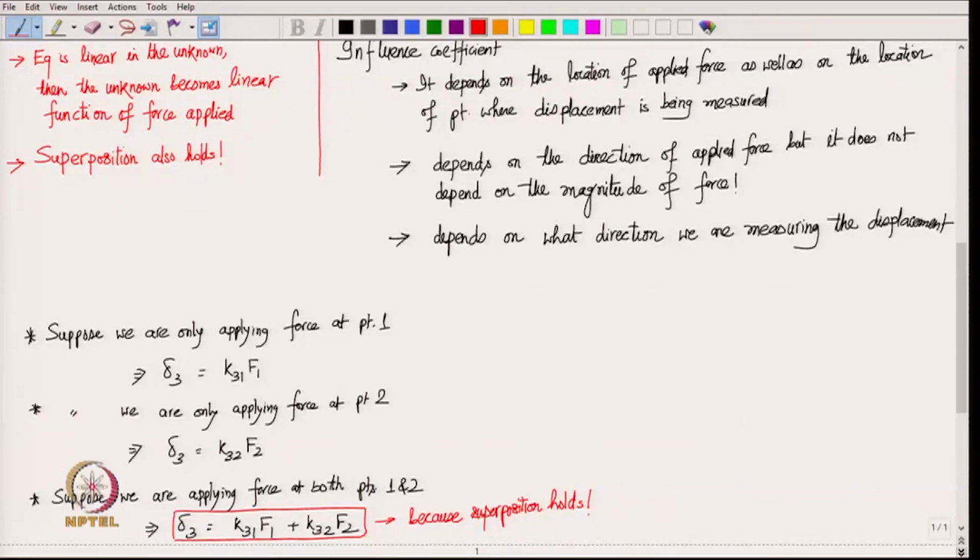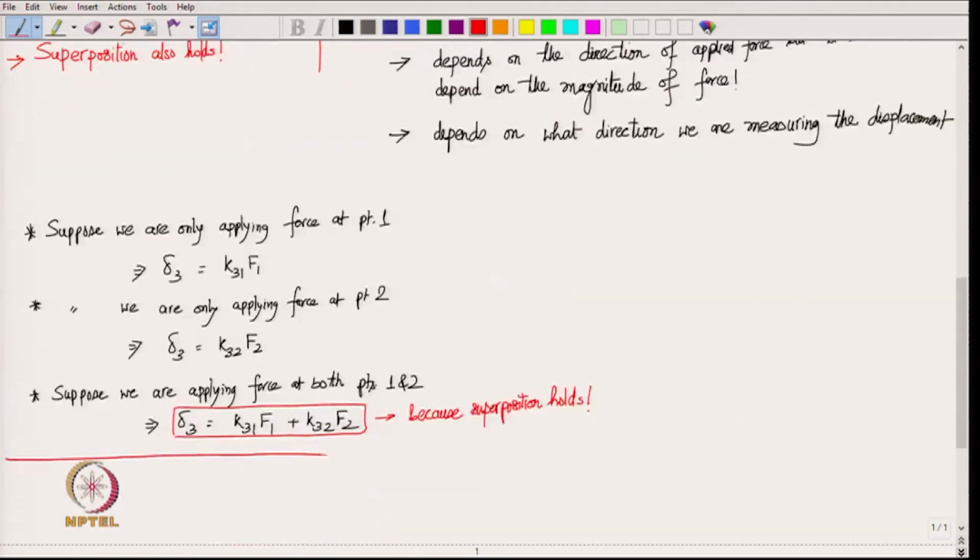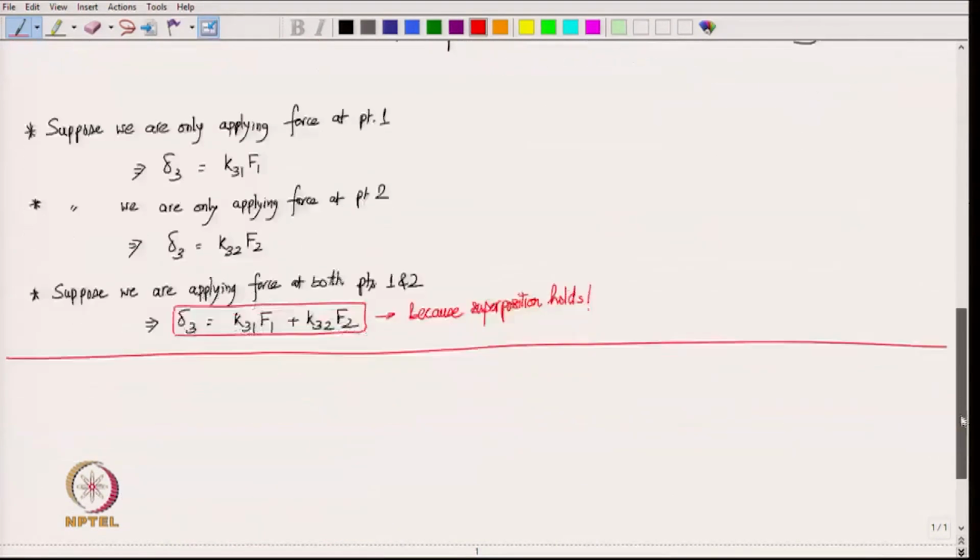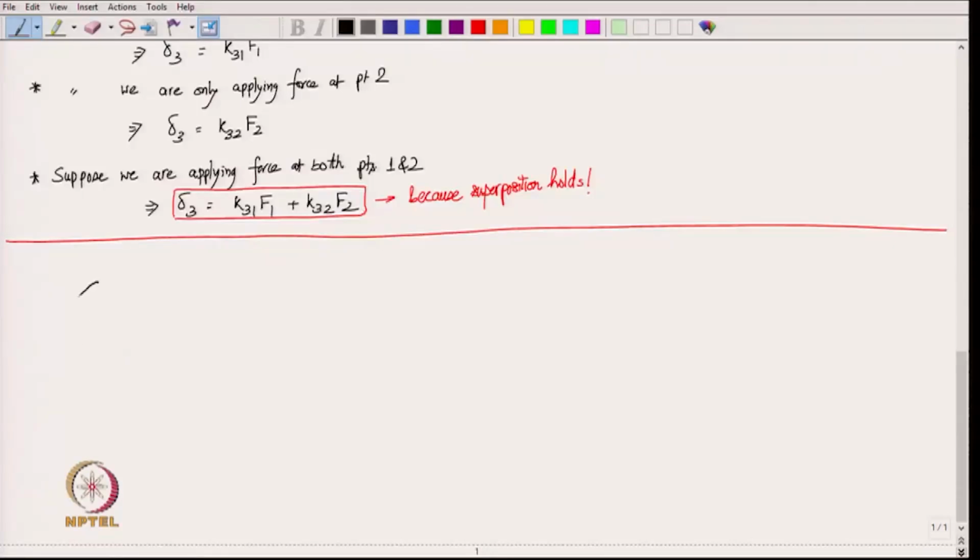All right. There is of course another way to prove this superposition. So, let us try to do that. Let us again think of the arbitrary body which is clamped at some locations, and then you are applying force at point 1, and then you measure displacement at point 3.